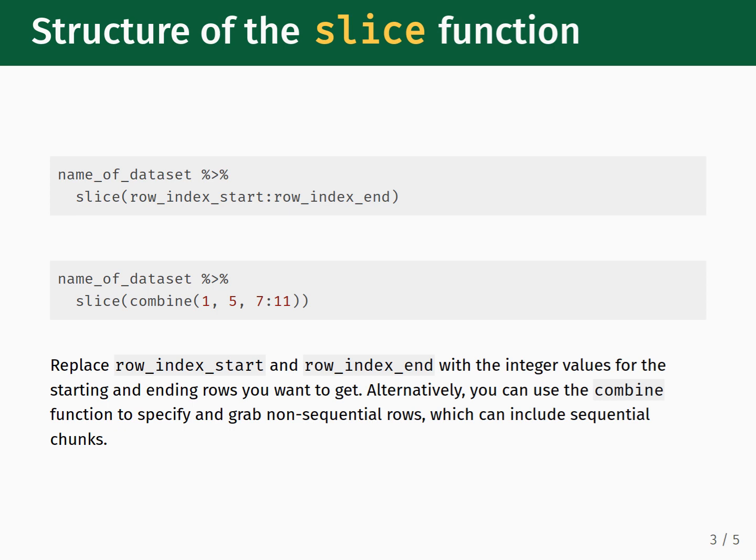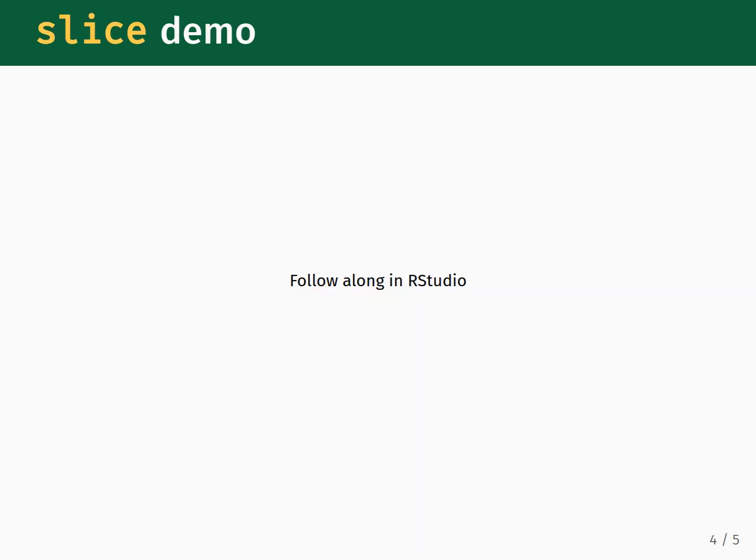Alternatively, you can also use the combine function to specify and grab non-sequential rows, which can include sequential chunks. The bottom code block shows how you grab rows 1, 5, and 7 through 11. We now move into RStudio Server for a screencast demoing how you can use the slice function to manipulate the presidential dataset.